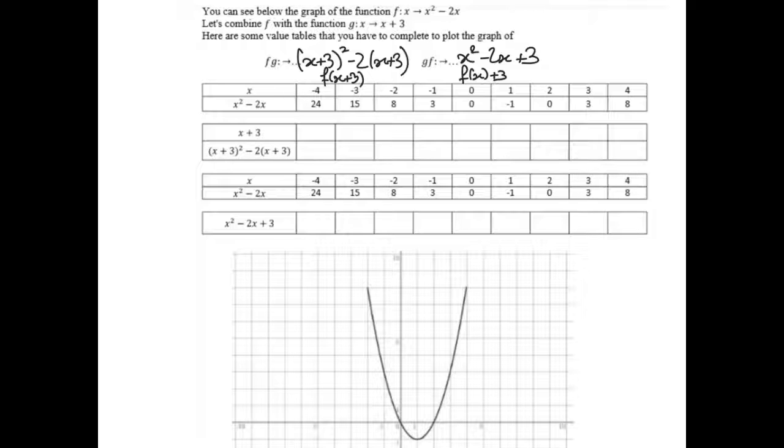To do so, we are going to use the value tables that we have here. The first one has already been completed. You have values of x from minus 4 to 4. And here we've worked out the values of f of x. So we have the values for this function.